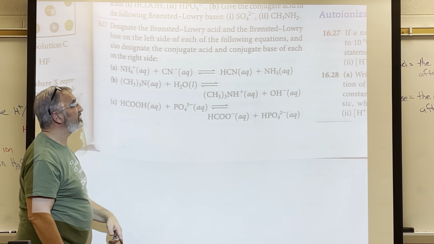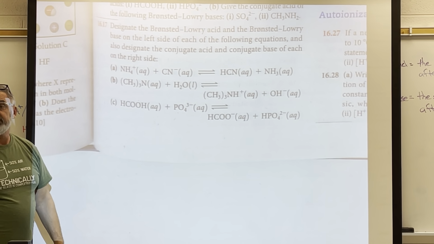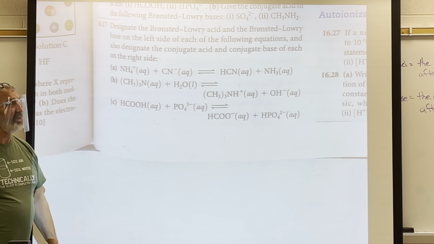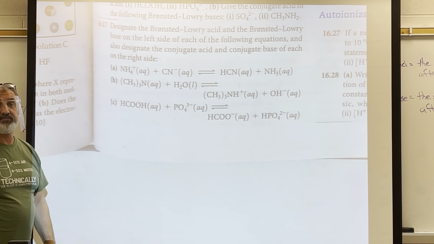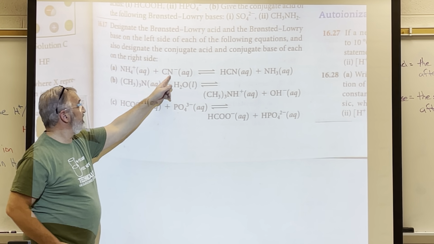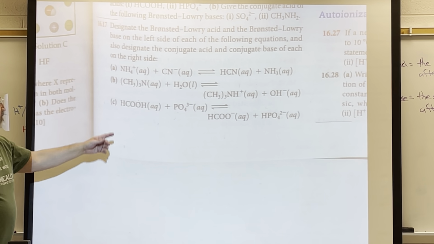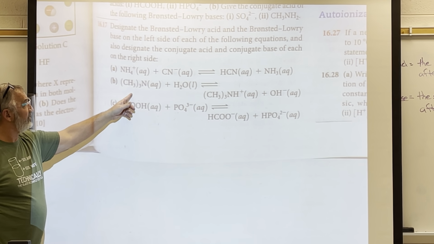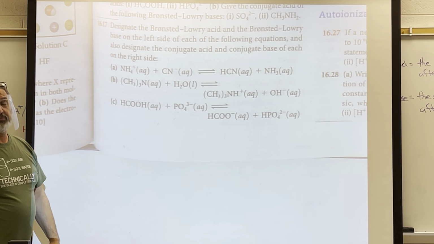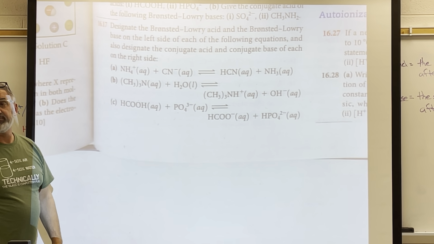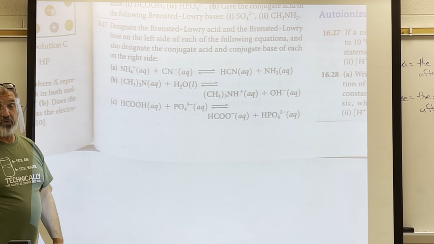So what are my two conjugate acid-base pairs? NH4 plus and NH3, CN minus and HCN. Okay, and these two. Are we all good with that? So you can do, what about this one? This one's a little bit more complicated. Which one's donating a hydrogen here? The H2O. The water, right?